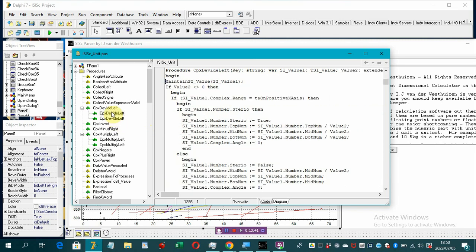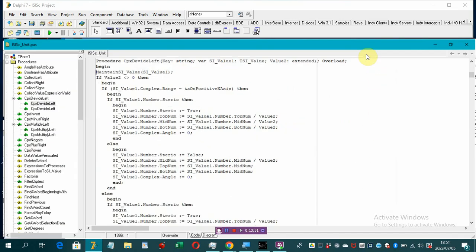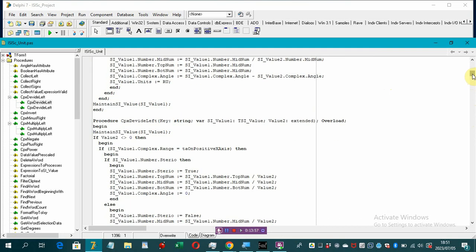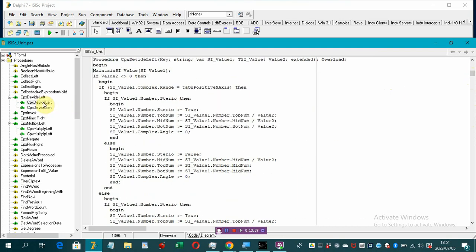It's an overloaded function, so it's got two forms. You see there and there. There's the other form and there's this form. Let's do this form. Let's maximize this so we can see more. And this is complex. Sorry, where is complex? Let's log to it again.